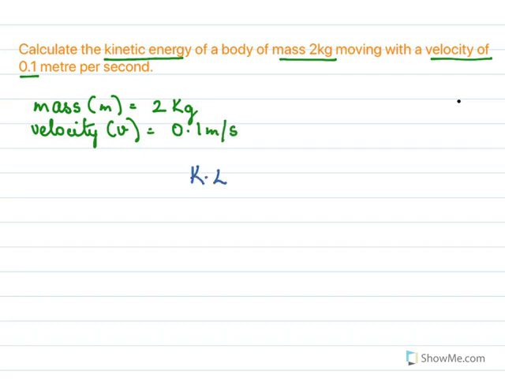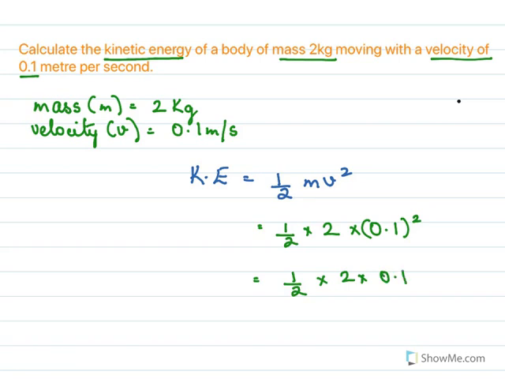We know the formula of kinetic energy, half mv square. So we put the values equal to half. The mass we see is 2 and the velocity is given 0.1, but it's a whole square. So half into 2, 0.1 into 0.1. So this will cancel out.